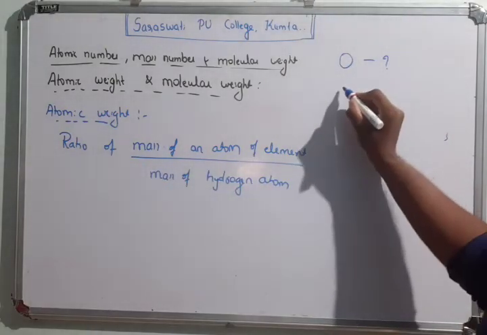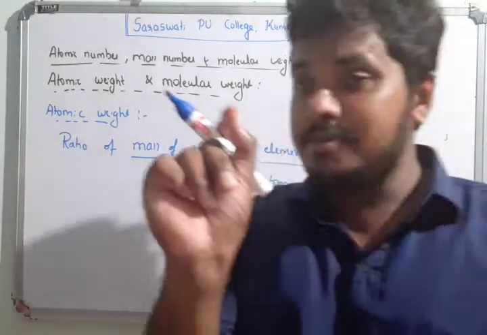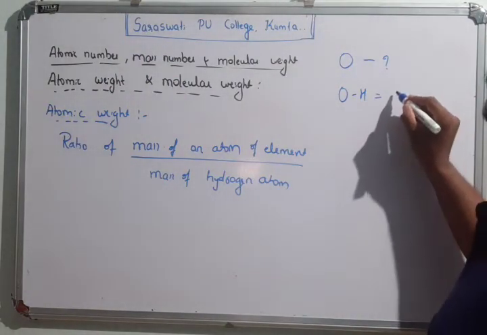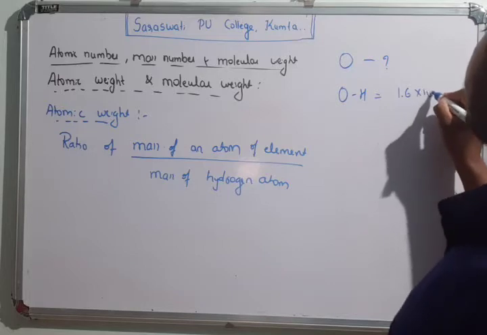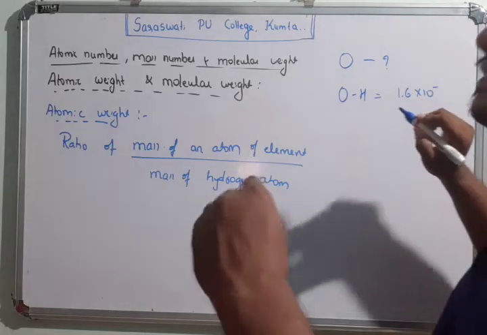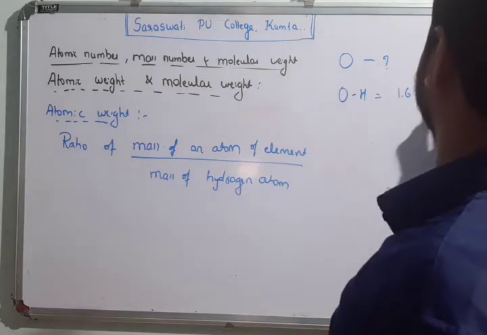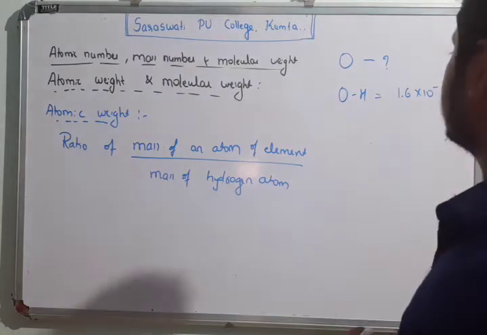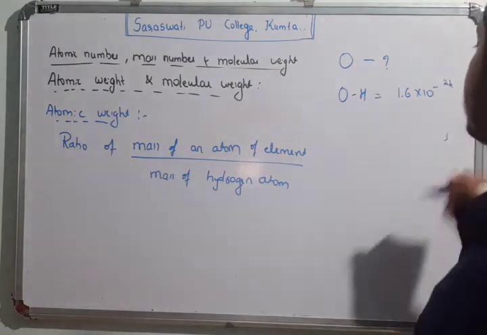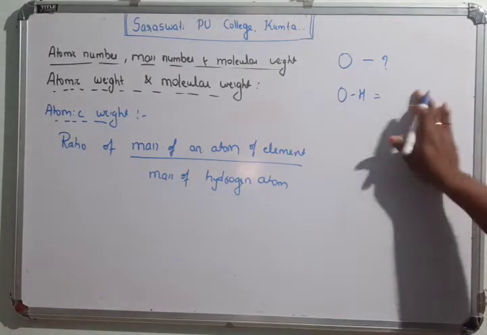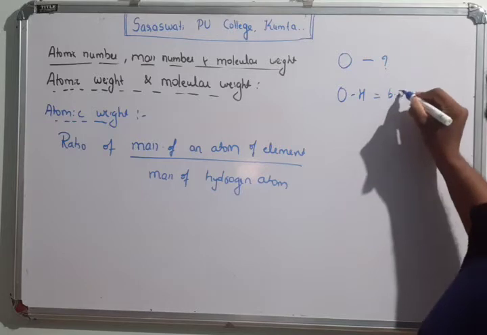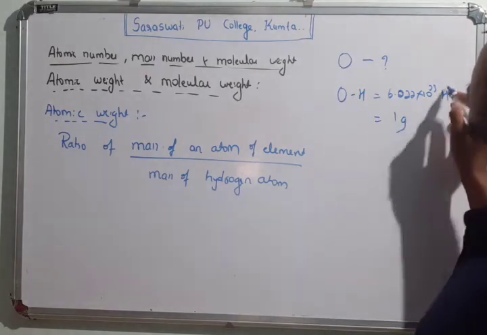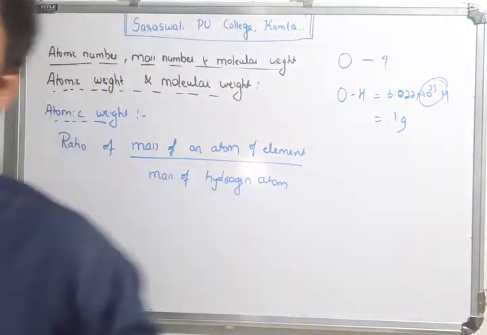If I consider only one atom, its weight will be around 1.6 into 10 raised to minus 23 or something, so that much less. Or it would be better to understand in this way: if you are taking 6.022 into 10 raised to 23 hydrogen atoms, its weight will be 1 gram. So these many crores of hydrogen would make only 1 gram.